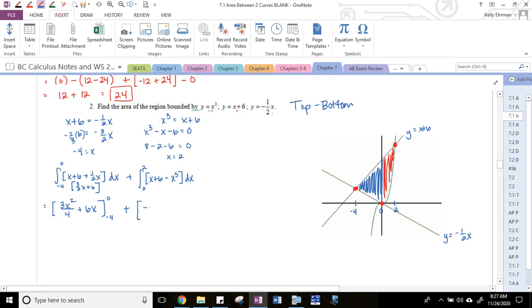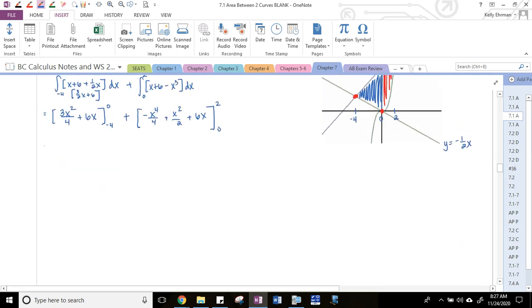Negative x cubed becomes negative x to the 4th over 4. X becomes plus x squared over 2. And 6 becomes plus 6x. Evaluate that from 0 to 2. And the rest is just careful evaluating.